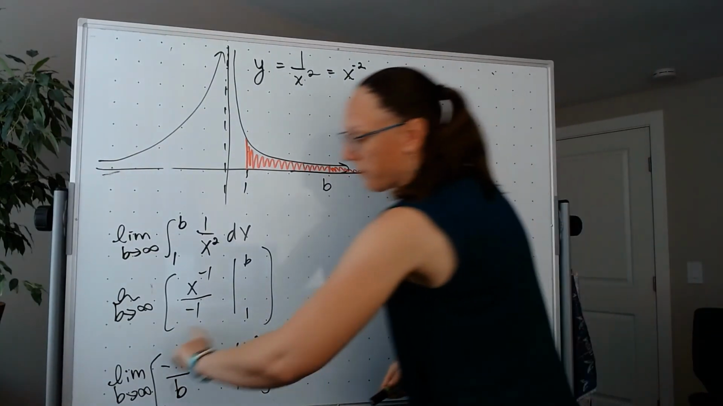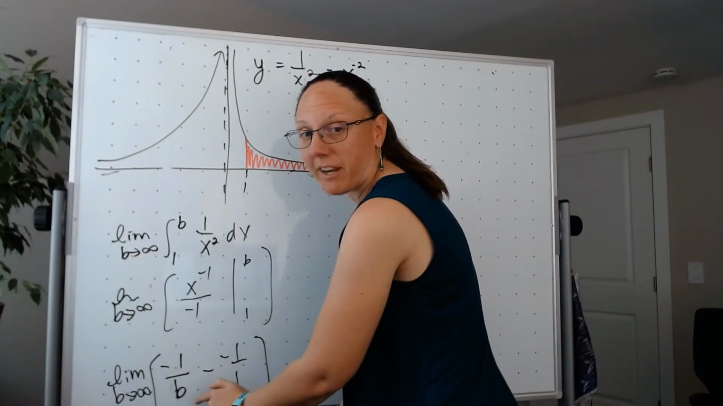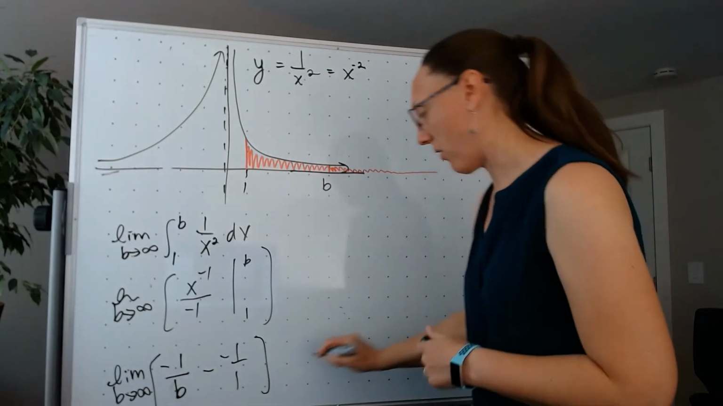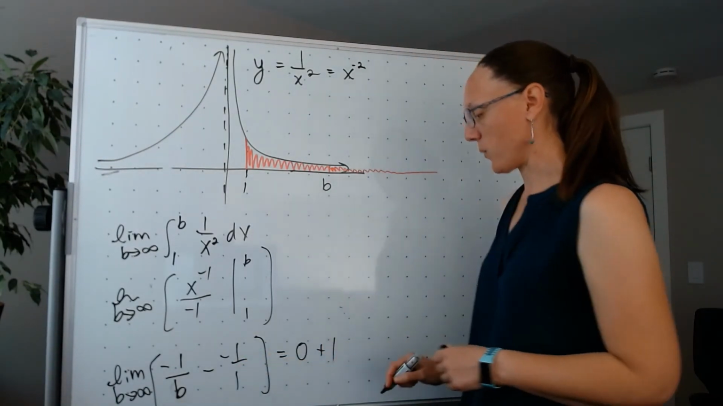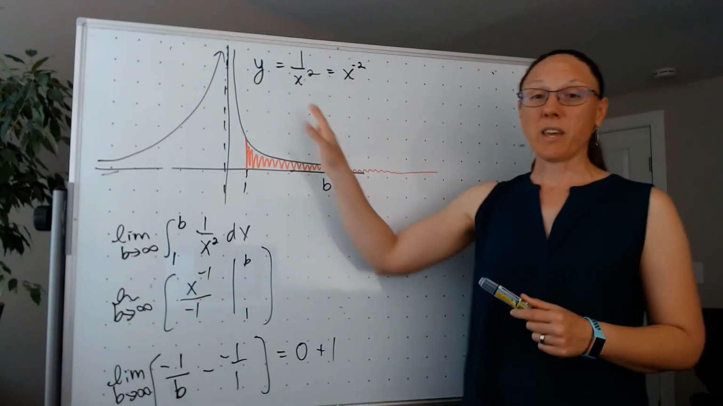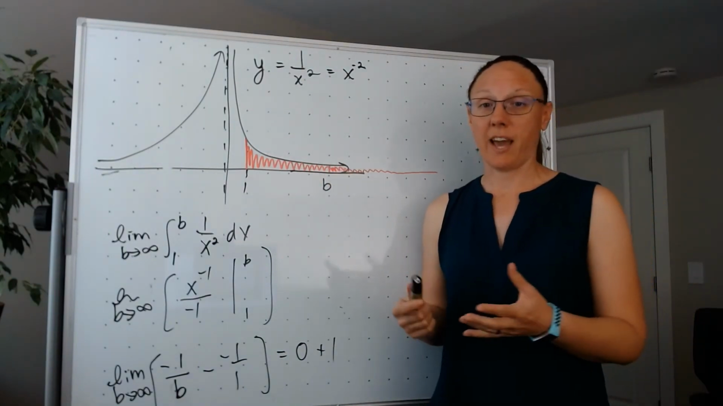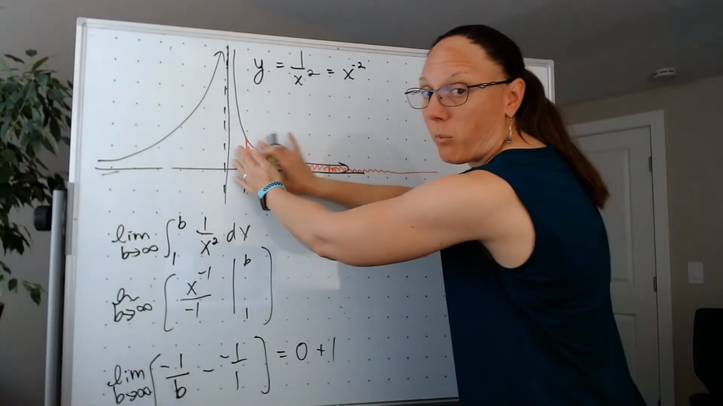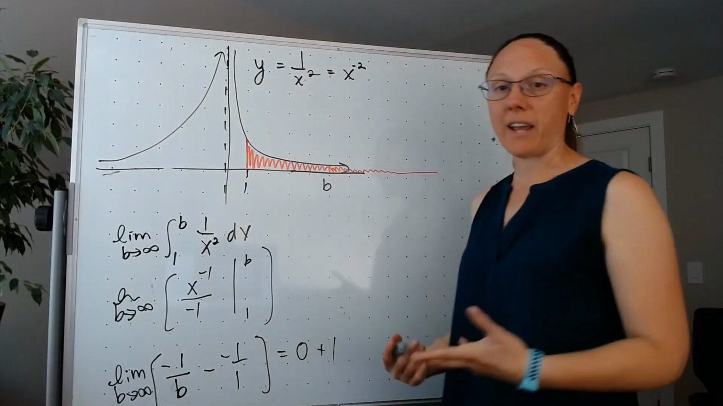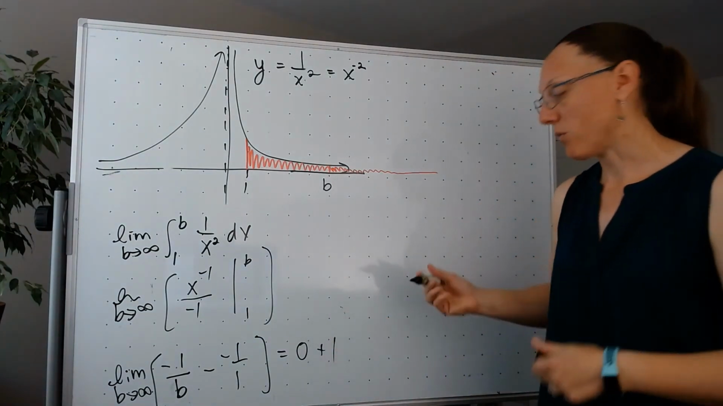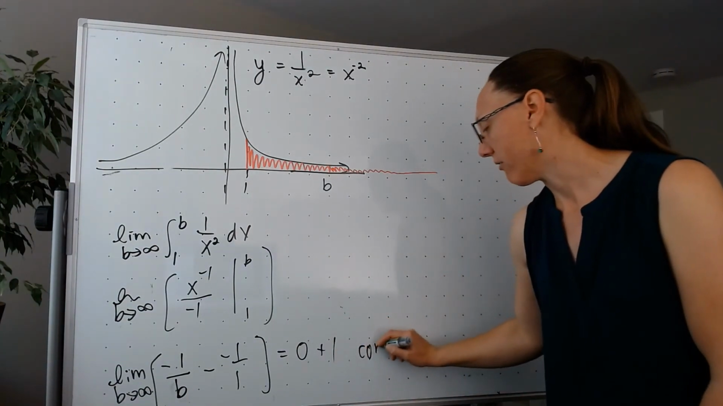Well, from this first piece, 1 divided by infinity, that's headed to 0. Minus a minus is going to make that a plus 1. So even though what we were looking at was finding this area from 1 all the way to infinity, the answer in the end is finite. We got a number. And because it's finite, we say that this converges.